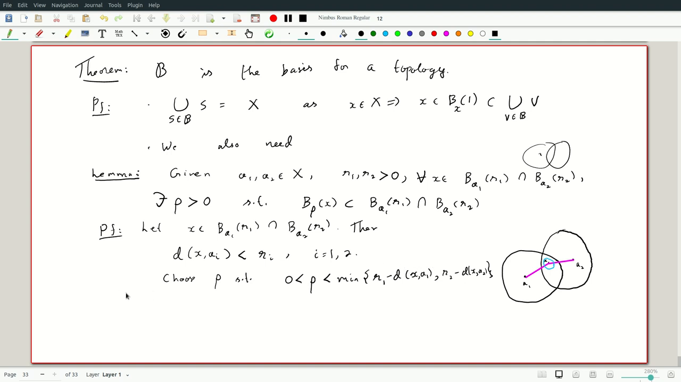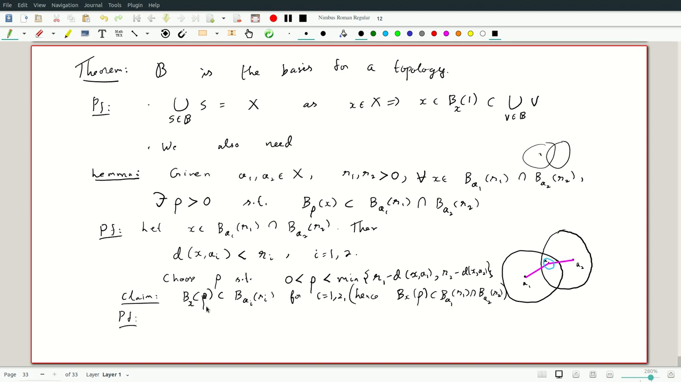Okay, and then we have the claim: the ball around x of radius rho is contained in B(Ai, Ri) for i equals 1, 2. And this is a basic set, hence the ball around x of radius rho is contained in the intersection of these two sets. Okay, so the proof of this is an application of the triangle inequality.